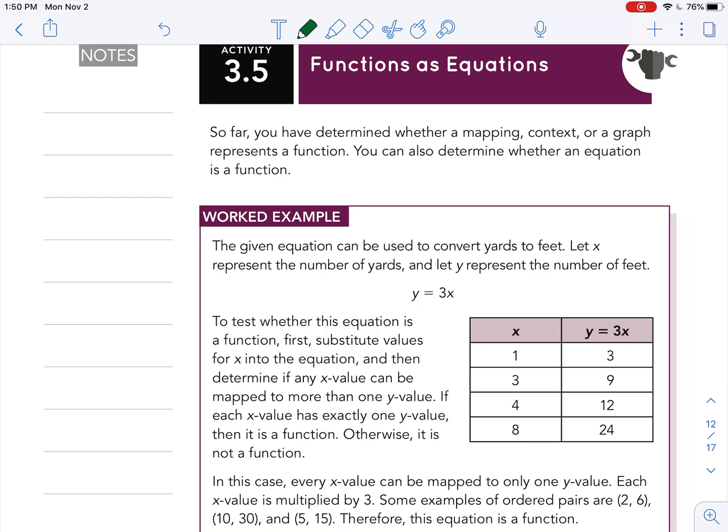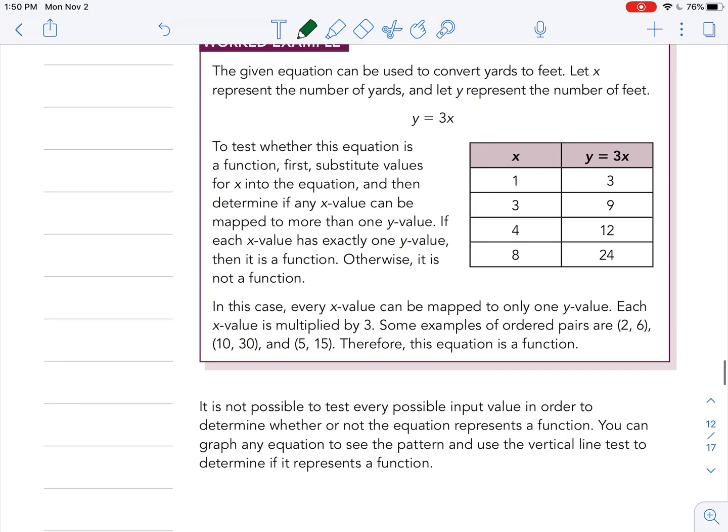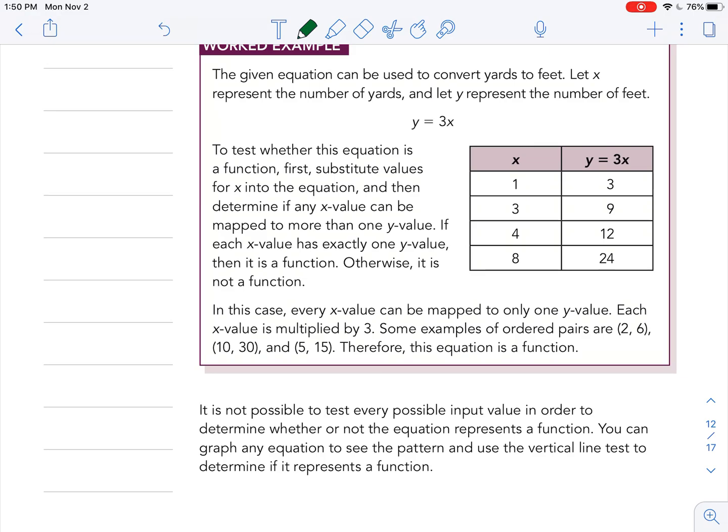Okay, functions as equations. Using mapping, context, or graphs, we can decide if it's a function or not. Now we're given an equation that can be converted from yards to feet. If I have 1 yard, it equals 3 feet. So all I'm doing is taking 3 and multiplying it by these numbers in the x column.